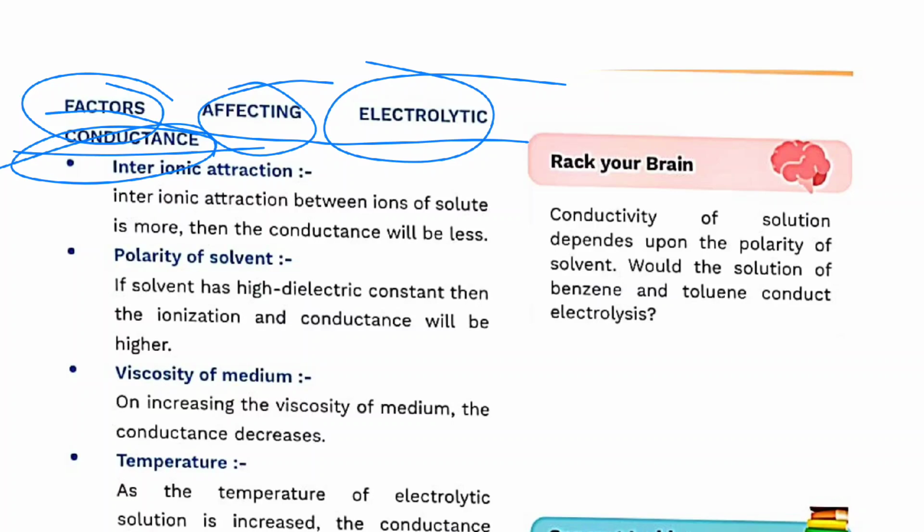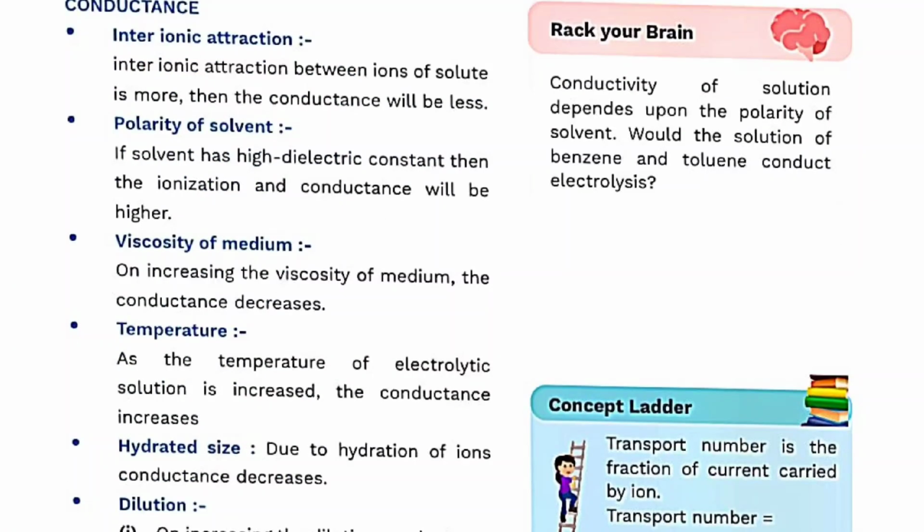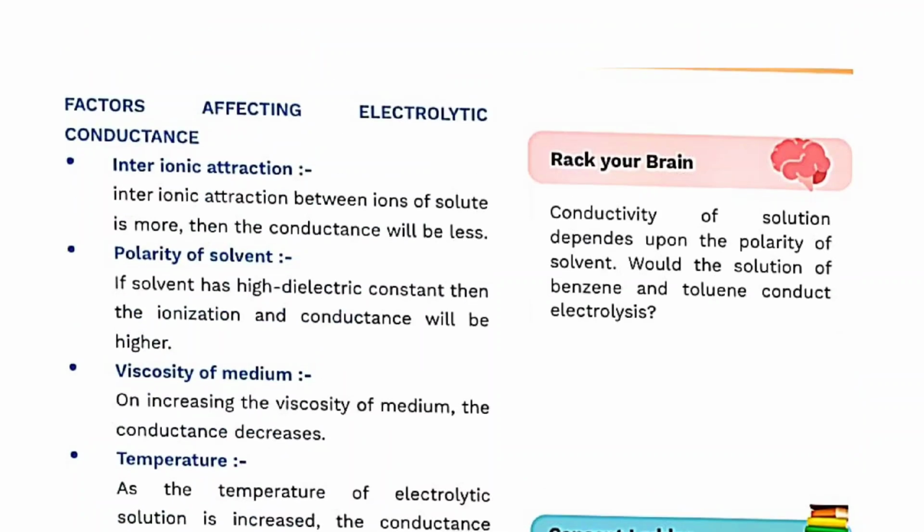Like in everyday terms, we can understand it by an example. Think of it like water flowing through a pipe. Factors like pipe size, water pressure, and pipe material affect the flow. Similarly, these factors affect how well electricity flows through a solution. So we are going to explain these factors one by one.